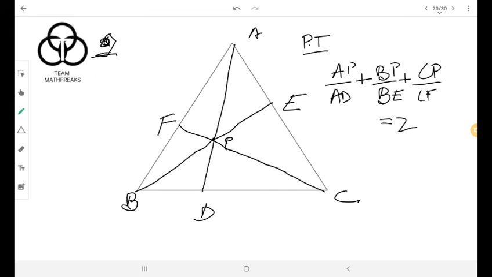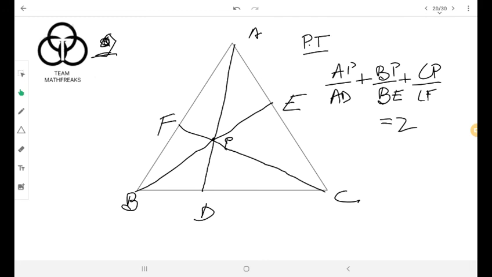This is my next question. ABC is any triangle. E is any point inside triangle ABC such that the lines AD, BE, or the line segment CF passes through P and meets at D, E, F respectively. We have to prove that AP by AD plus BP by BE plus CP by CF equals to 2.